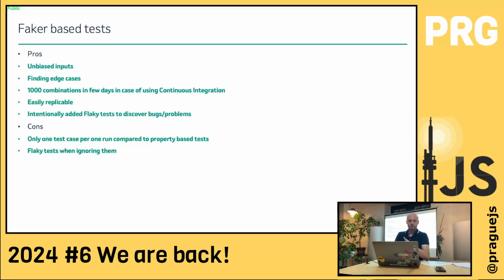So, in summary, with faker-based tests you will have random inputs, you will be able to find the edge cases, and you have 1000 combinations in your CI, so it's almost scientific testing. You can easily replicate it, and you intentionally add flaky tests to your pipeline, but they will help you over time, and they might find some bugs and problems, which it does for us. If we have if statements in the code, it usually tests all of them.